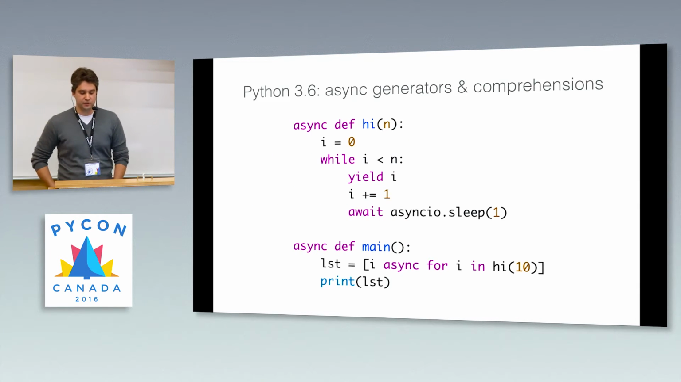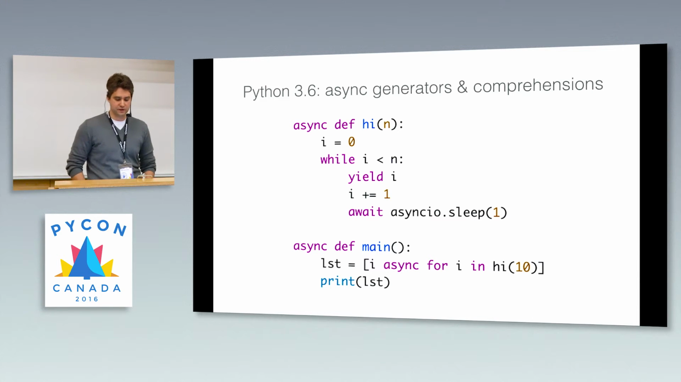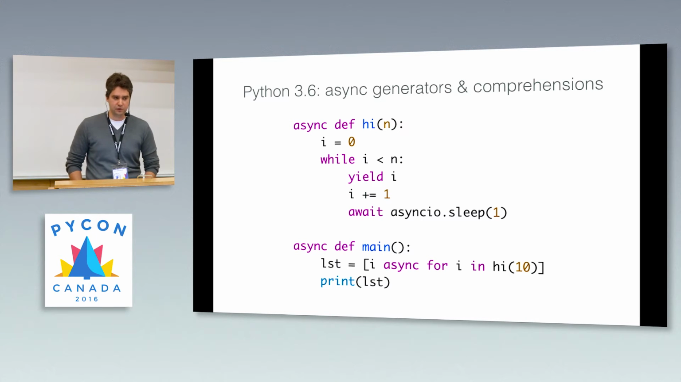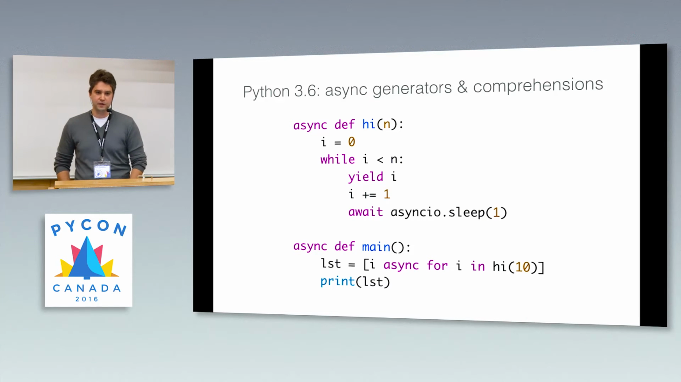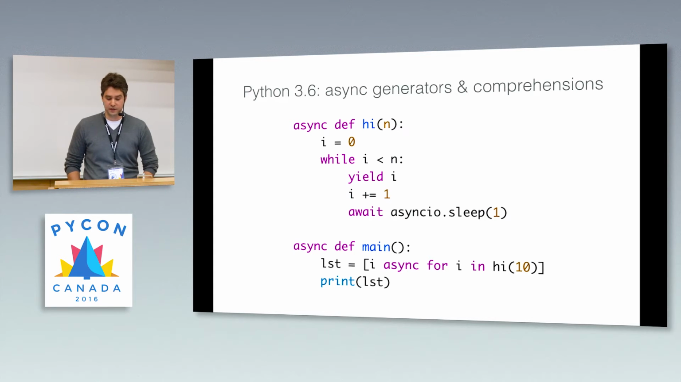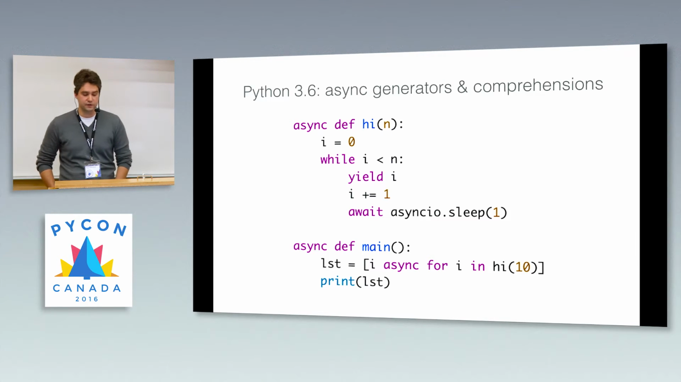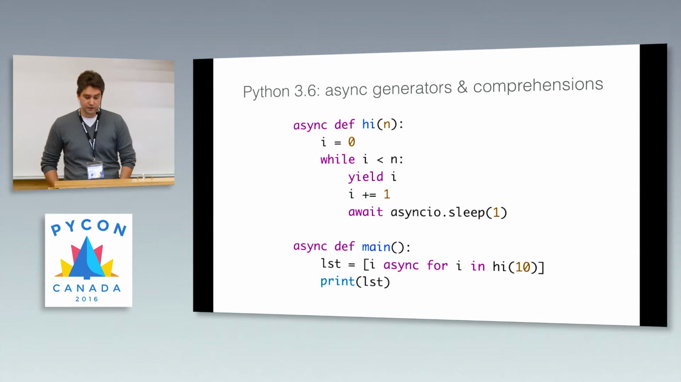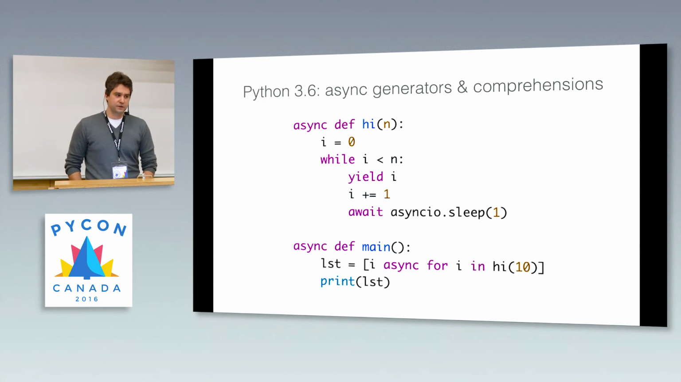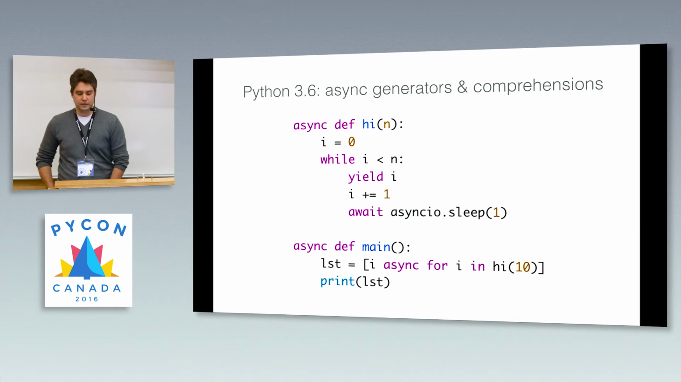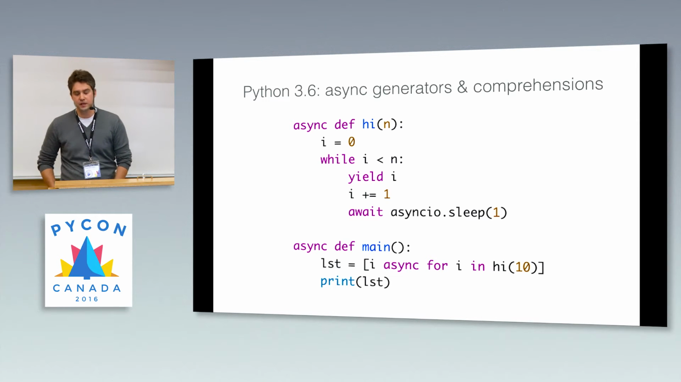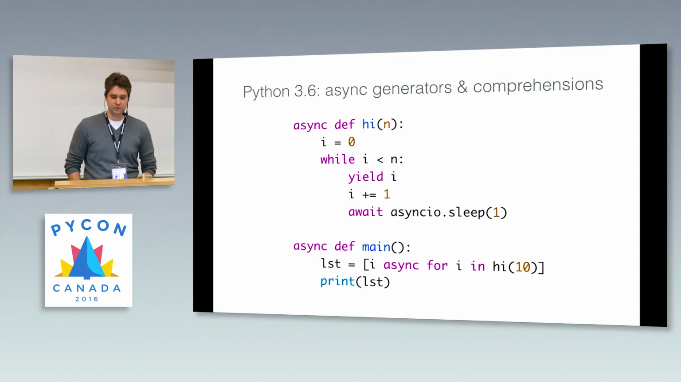We'll also have async generators and comprehensions. This small example shows a generator that just produces some sequence, and after producing each number, it sleeps for 1 second. And then we have an asynchronous list comprehension that builds a list out of it. This is a toy example, but it's pretty interesting what people can come up with using asynchronous generators. You can do all kinds of data processing pipelines with it.